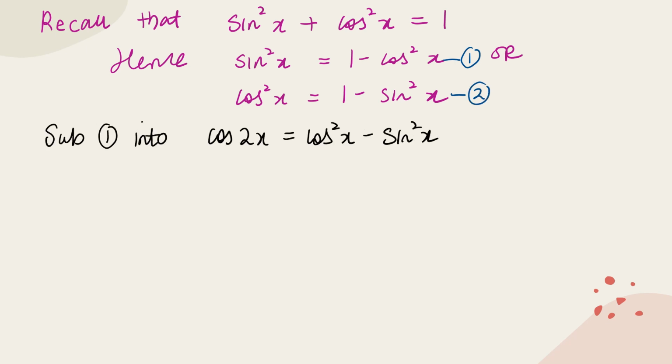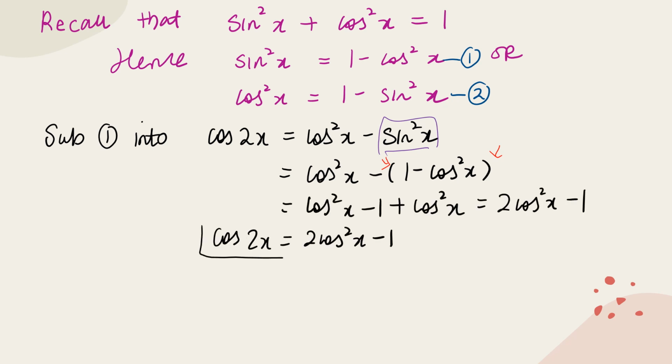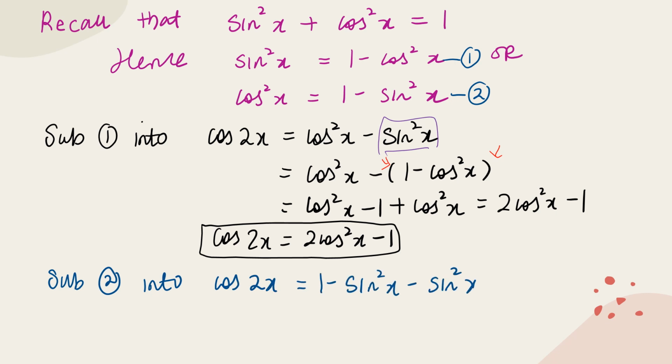If you substitute equation 1 into your cos 2x, you replace your sine squared x here with 1 minus cos squared x. Let's see what happened. Take note that you have to bracket it, and you end up getting 2 cos squared x minus 1 on the right-hand side. So this is the second formula that we came across in the earlier slide.